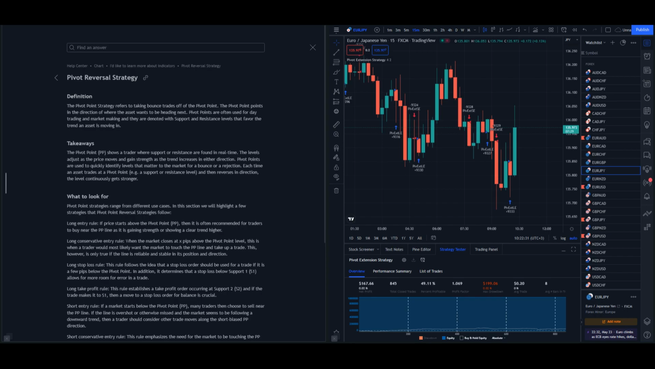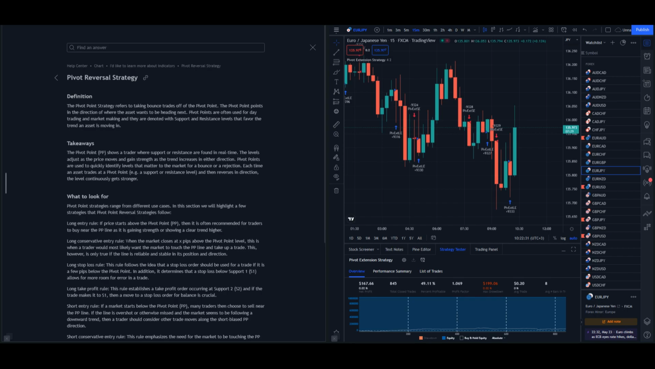Long conservative entry rule: when the market closes at X pips above the pivot point level, this is when a trader would most likely want the market to touch the PP line and take up a trade. This, however, is only true if the line is reliable and stable in its position and direction.